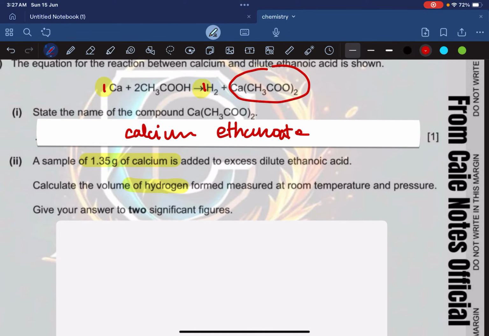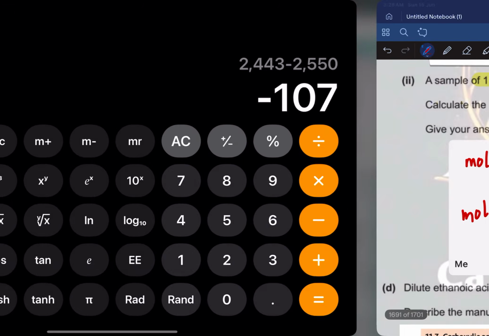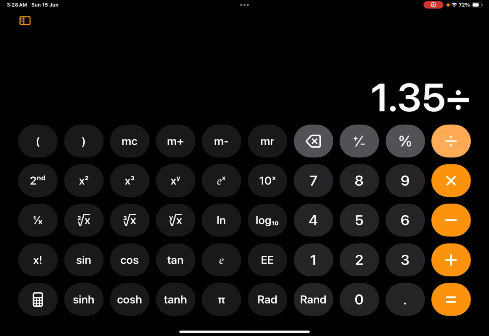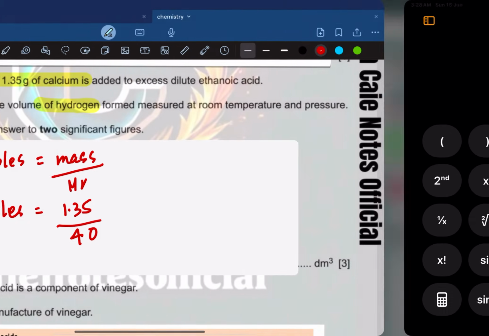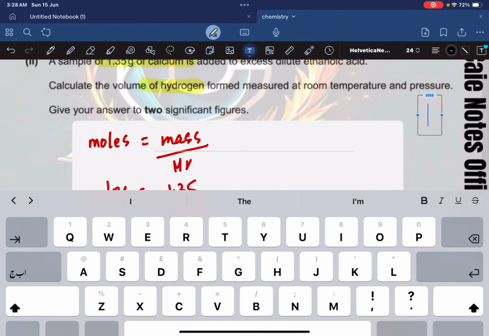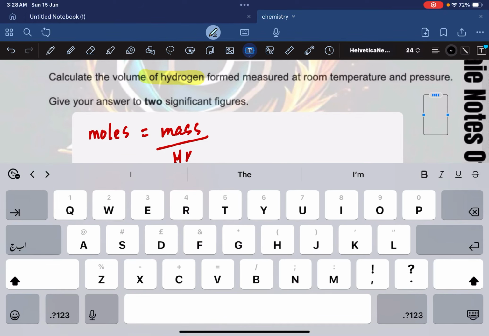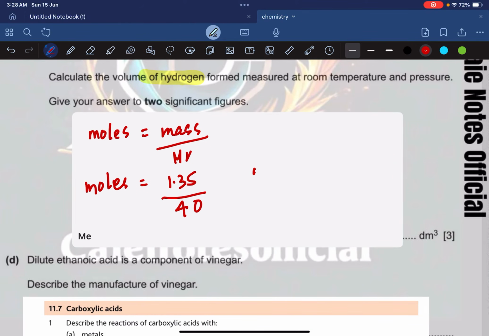So how many moles of calcium do we have? Simple formula: moles equals mass upon Mr. Moles is going to be equal to the mass of calcium, which is 1.35. The Mr of calcium is going to be 40. So 1.35 divided by 40 is going to give me this answer, which I'm going to copy and paste. So here I have my moles of calcium. These are the moles of calcium that I got. So what's next? The next thing that I have to figure out is that I have the moles.